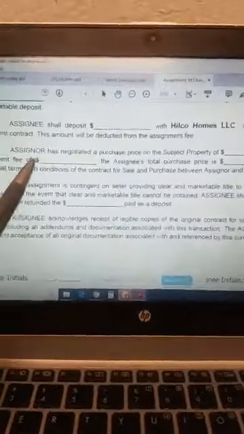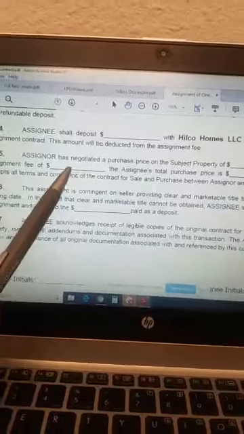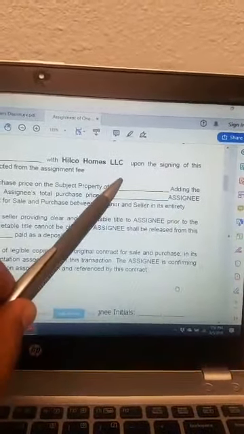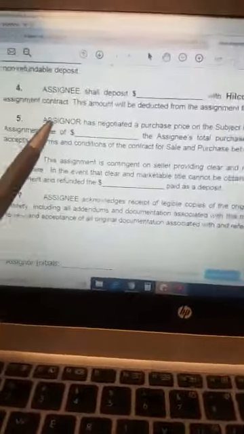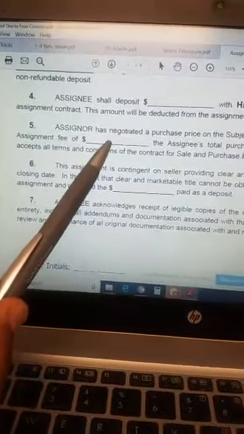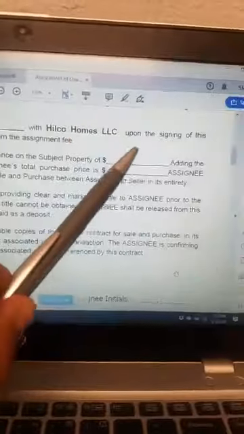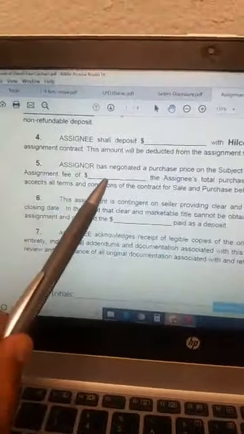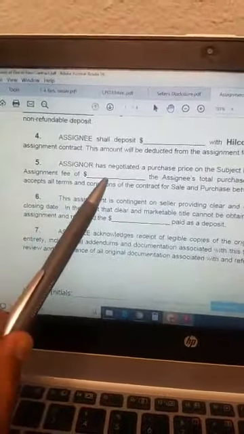Add in the assignment fee, let's say $8,000 here, and that will give you a total of $58,000. So you agreed to $50,000 with the seller. You were able to get $8,000 more from an end buyer, the assignee. So in total, it will be $58,000. The seller gets $50,000, and you, the wholesaler, get $8,000.